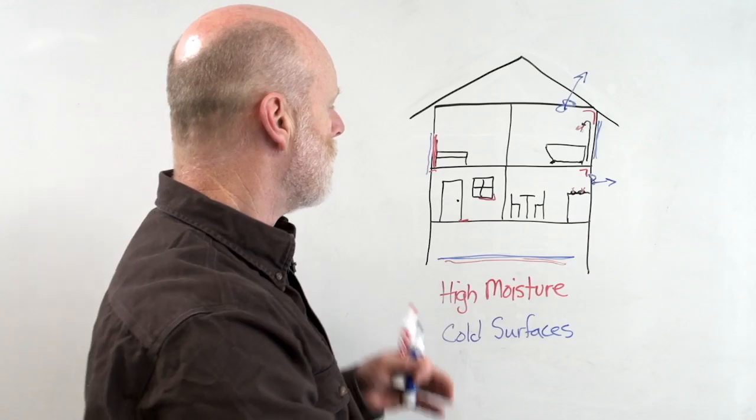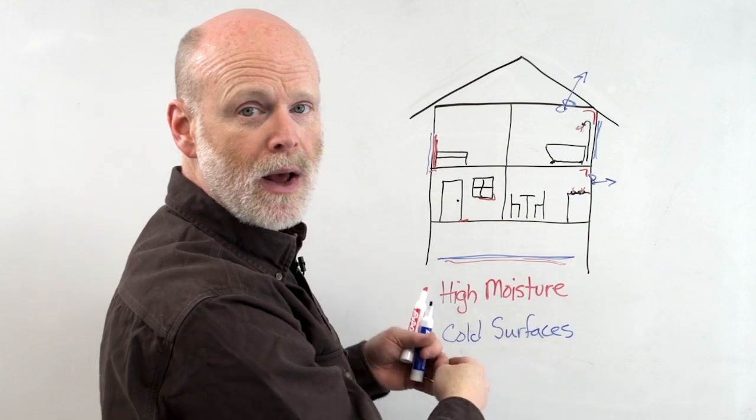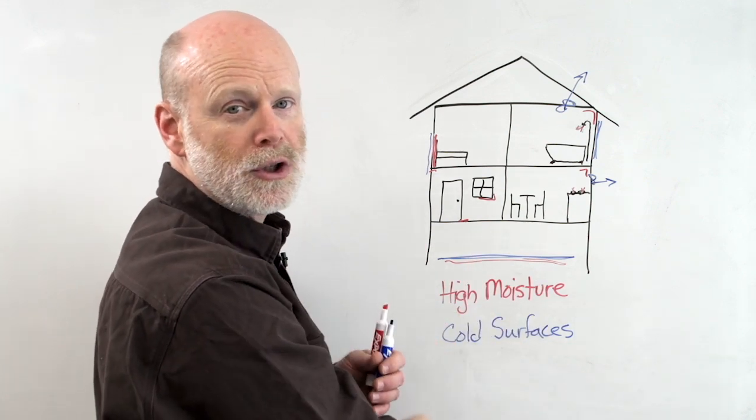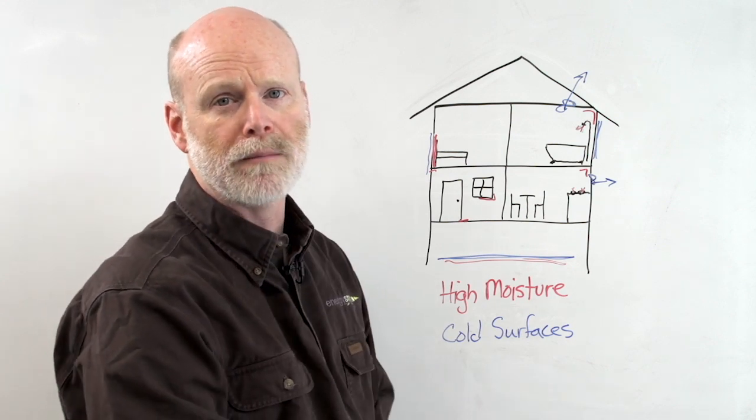So we want to build the building tight, insulate it well, ventilate it right, and that way we can control high moisture and cold surfaces and prevent problematic mold.